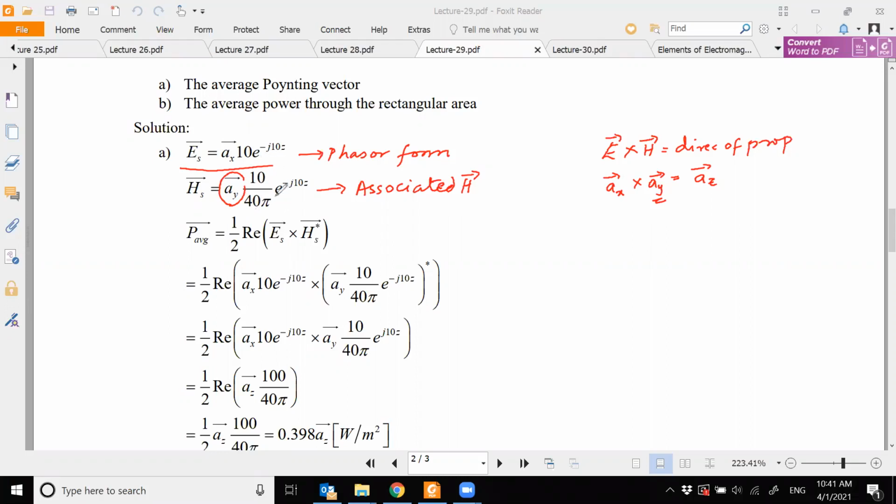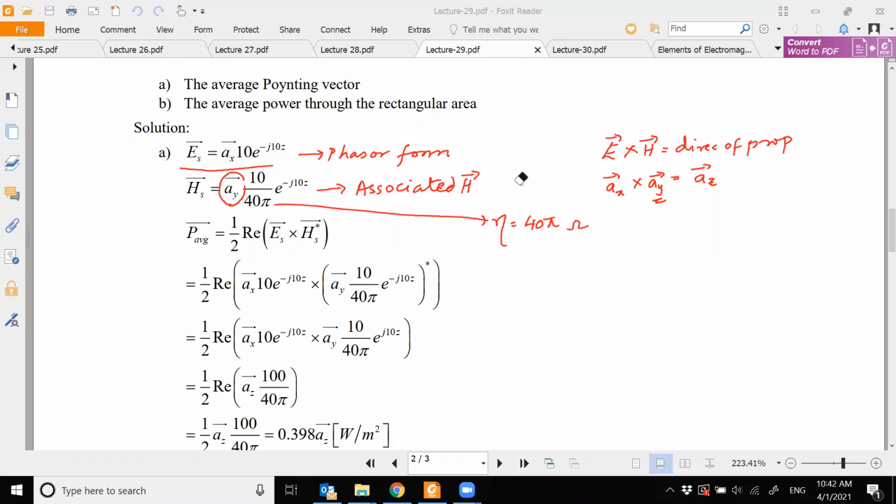So that's why it is AY, E naught over eta. This is eta. You can find eta. Here eta is 40 pi, which is root of mu over epsilon. Mu is known, epsilon is known. If you put all those values, you will get 40 pi ohms. So HS is AY 10 over eta, e power minus j10z. And a lossless medium is already given to me, so I'm not going to find the loss tangent and identify what type of material it is, because it is already given that it's lossless.